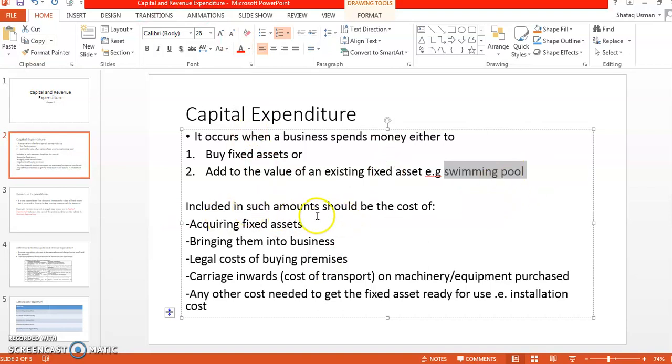What are the things included in capital expenditure? Now, when you calculate the cost of capital expenditure, we say it is the cost of acquiring fixed assets. It means the money you pay upfront. Then, bringing them into the business.